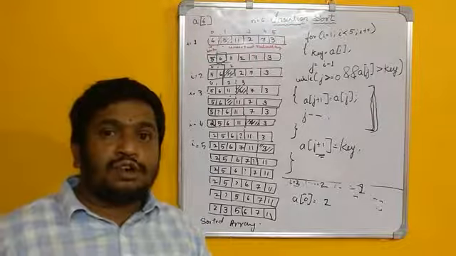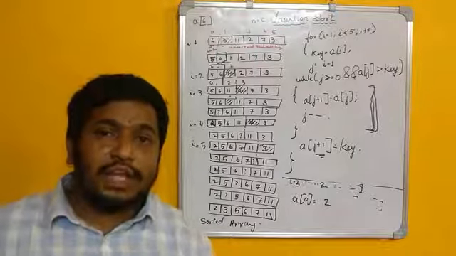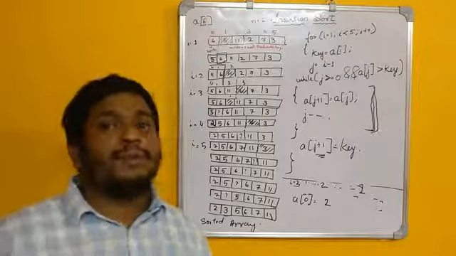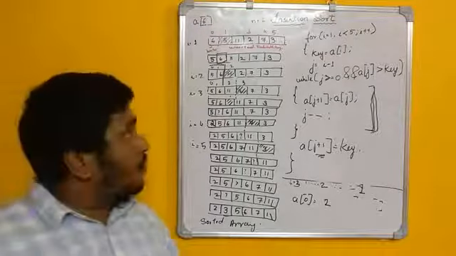So insertion sort is picking an element from the unsorted subarray and inserting it into the sorted subarray in its appropriate position. Okay, thank you.